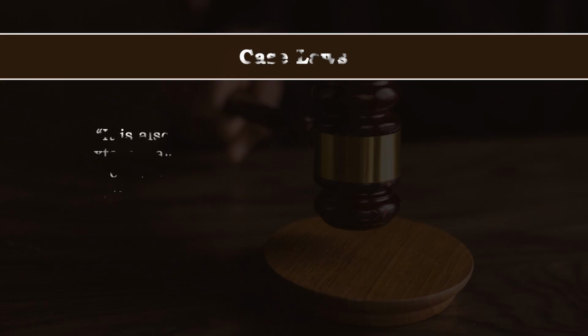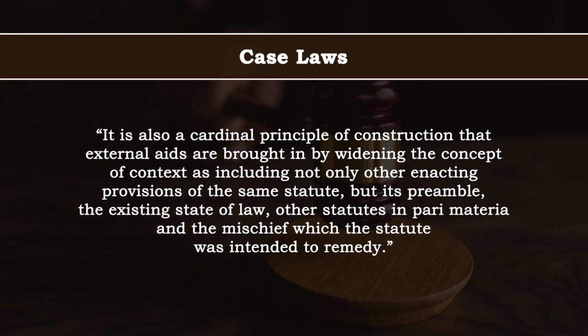In the case of District Mining Officer and others versus Tata Iron and Steel Company and another of 2001, the Supreme Court further observed that it is also a cardinal principle of construction that external aids are brought in by widening the concept of context as including not only other enacting provisions of the same statute, but its preamble, existing state of law, other statutes in pari materia, and the mischief which the statute was intended to remedy.